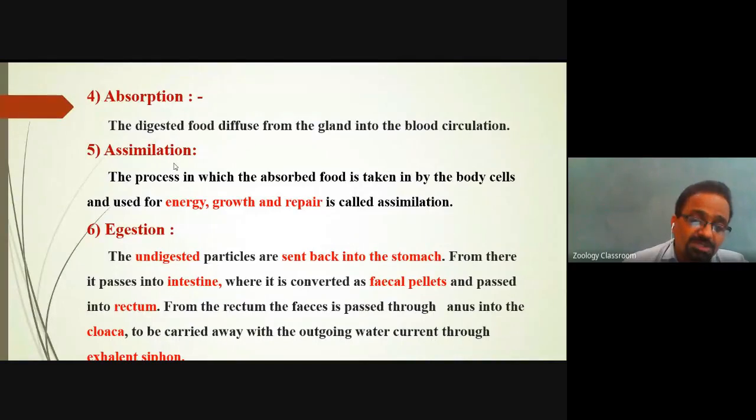So physiology of digestion is always studied under the headings such as food, feeding, digestion, absorption, assimilation and egestion. So we have completed this topic, digestive system of Unio, under three main headings: alimentary canal, digestive glands and physiology of digestion. So here we have completed the topic.